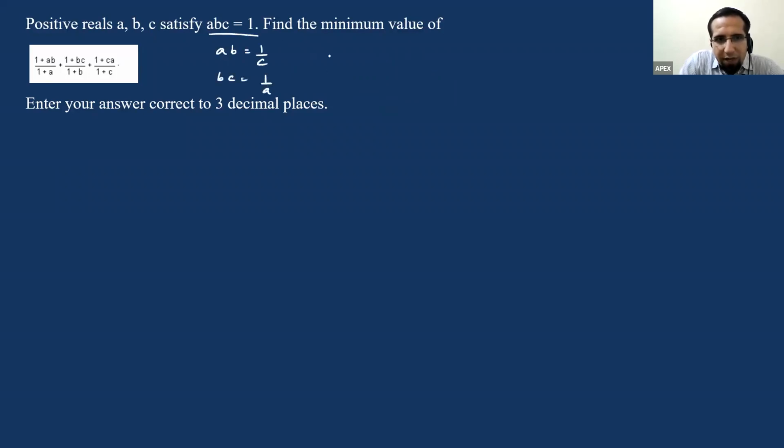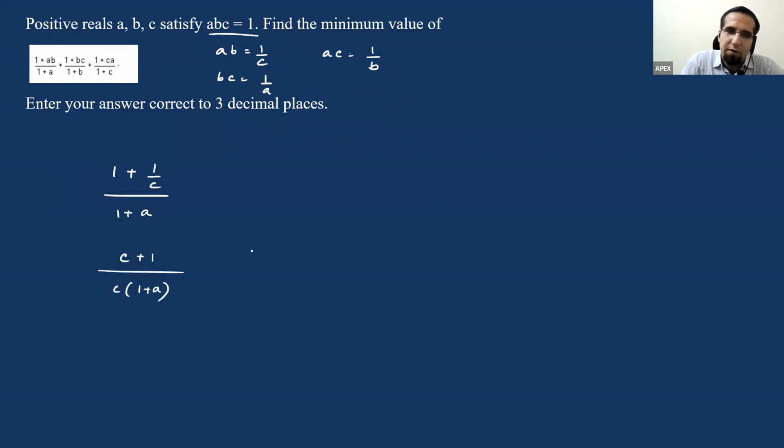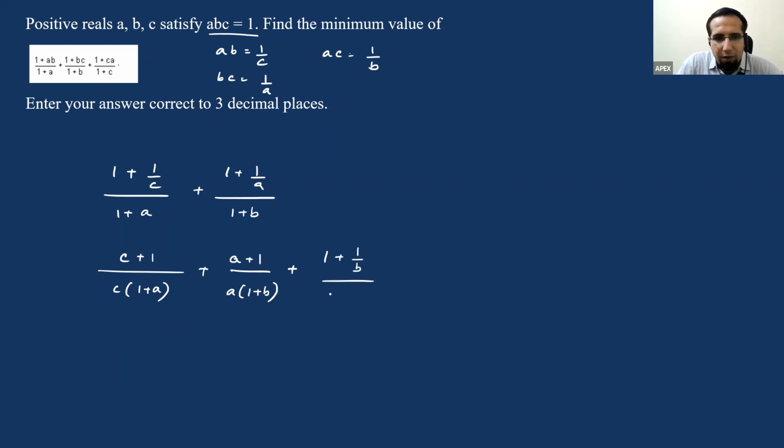I can say BC is equal to 1 by A, and I can say AC is equal to 1 by B. So I can write this as 1 plus 1 by C divided by 1 plus A, which is nothing but C plus 1 divided by C into 1 plus A. Plus, this can be written as 1 plus 1 by A divided by 1 plus B, which will be equal to A plus 1 divided by A into 1 plus B. Plus, this becomes 1 plus 1 by B divided by 1 plus C. So in short, this is going to be 1 plus B divided by B into 1 plus C.